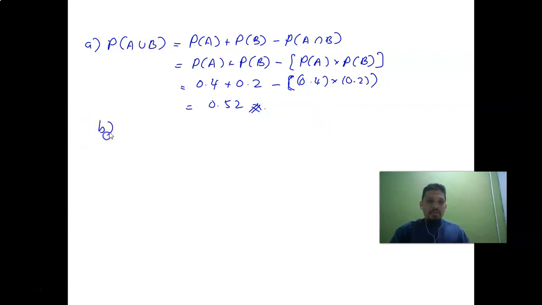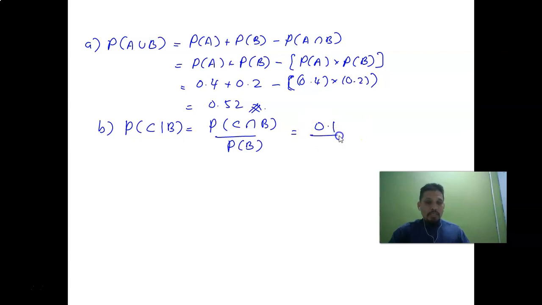Okay. Question B, probability of C given B. Okay, and between C and B is probability of C intersect B divided by probability of B. So it is probability of C intersect B, given in the question that B intersect C is 0.1, divided by probability of B, which is 0.2. It is 1 over 2 or 0.5.